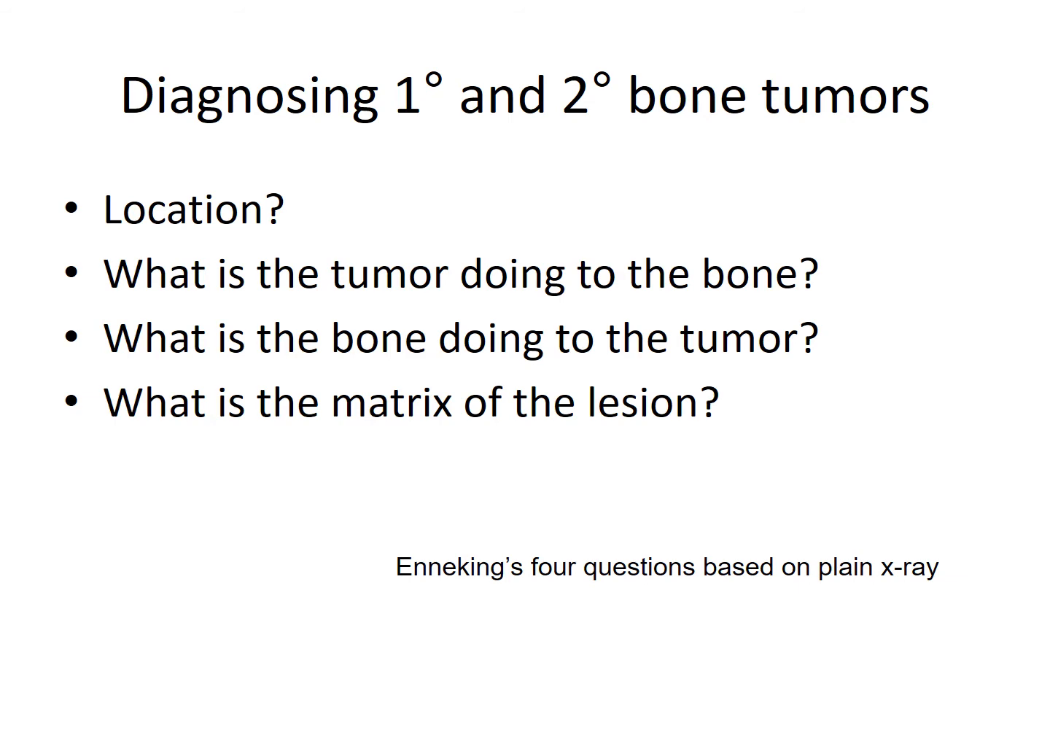These give you an idea, because a lot of tumors only occur in a certain location. Giant cell tumor of bone prefers the metaepiphyseal portion of bone. What is the tumor doing to the bone, and the bone doing to the tumor, lets you know how aggressive the lesion is or not. If the bone is expanding over time with the lesion, it's probably less aggressive. And then what is the matrix of the lesion? It can give you a good clue as to what is happening with the tumor.